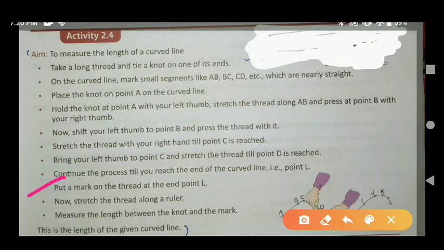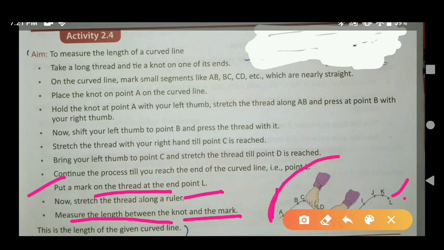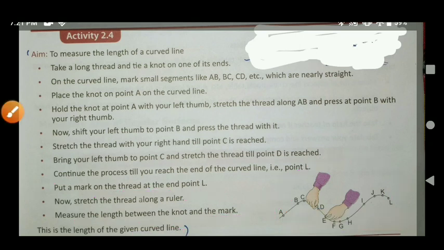Next, put a mark on the thread at the end point, L, with starting point A and end point L. Now stretch the thread along a ruler. Measure the length between the final knot and the initial knot. So you will get the length of the curved line. By using this activity, you can find the length of a curved line.